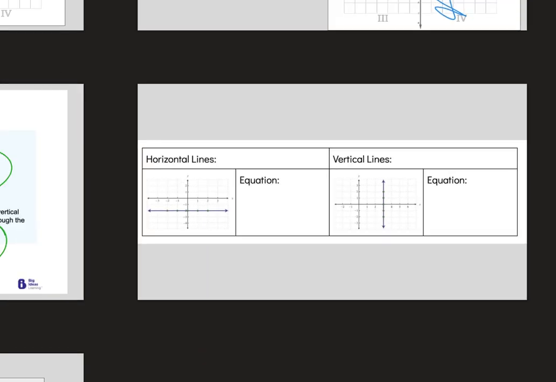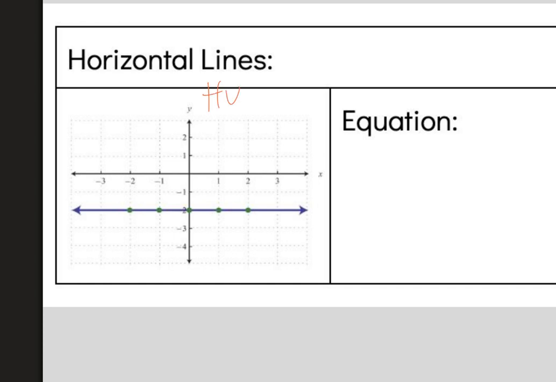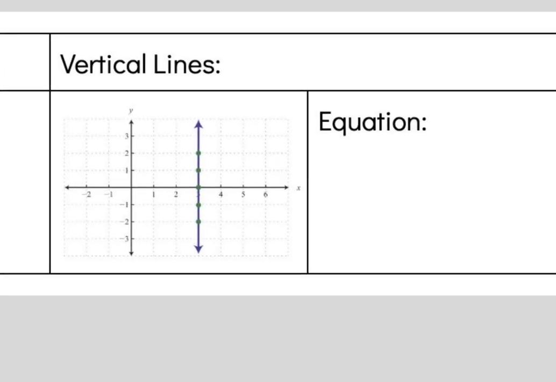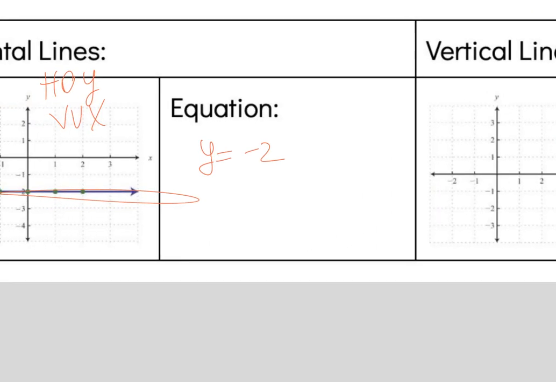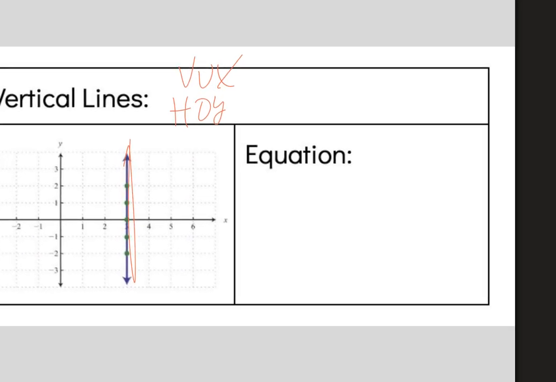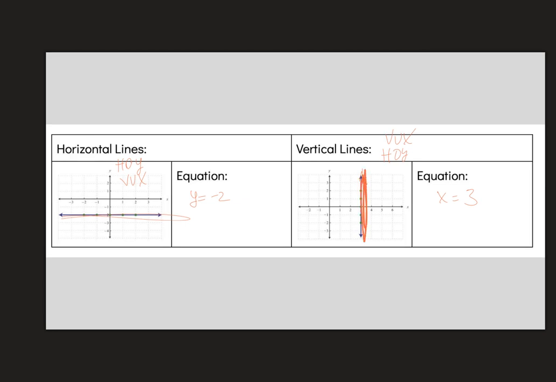Anyway, what are the equations of these lines? Well, let's see. There's hoy and vux. This is horizontal, so this is y equals negative 2. This is vertical, so we have vux. Actually, I really like to say vux and hoy, even though I didn't do it either way over here. Vux, it's vertical, so that's x equals 3. Okay, and then notice the slope is undefined because it's vertical, yeah?